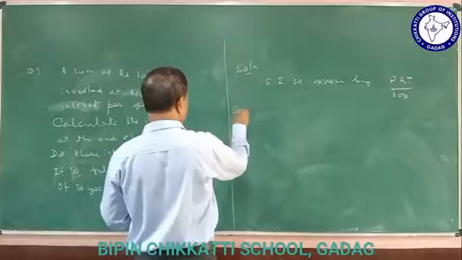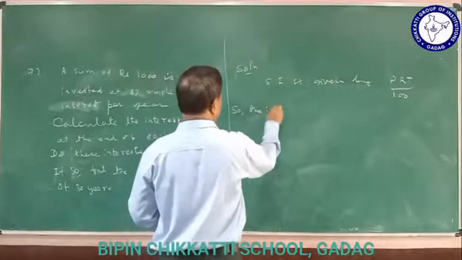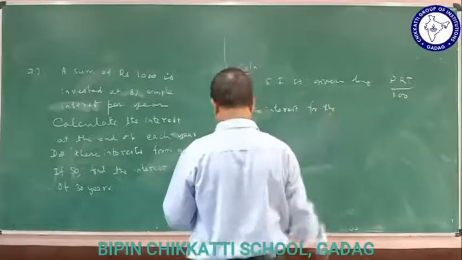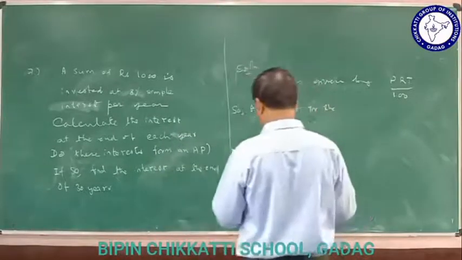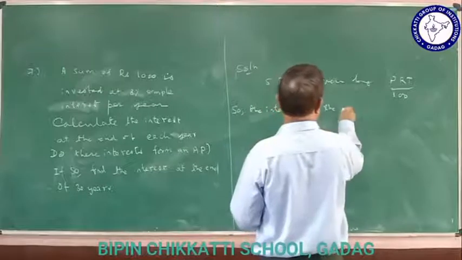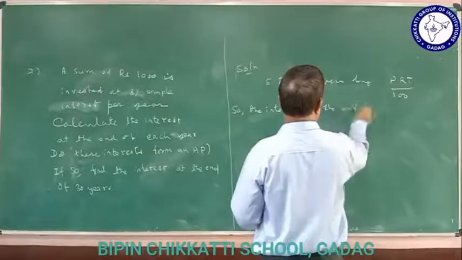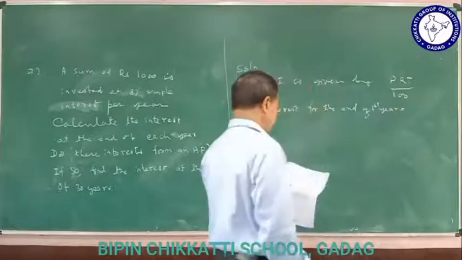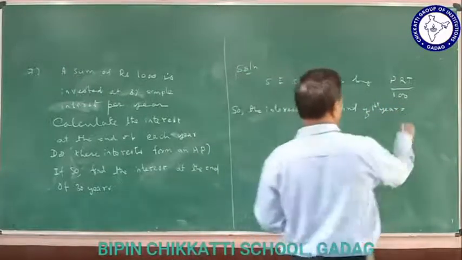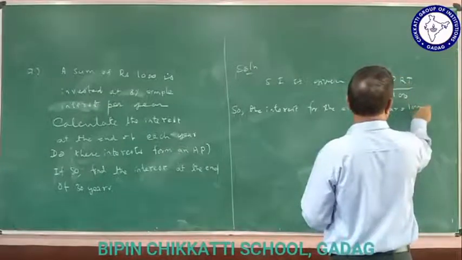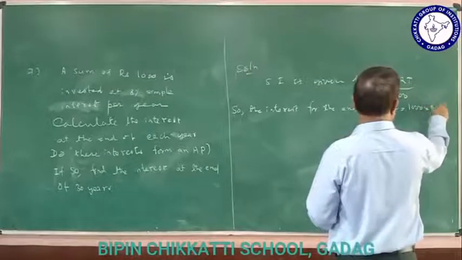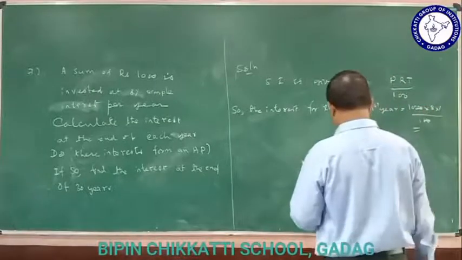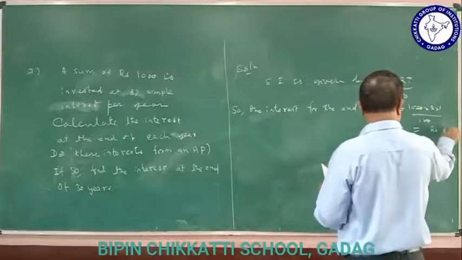So you can write the interest for the first year. You have to calculate the interest for the end of the first year, and what is the formula? Amount is 1000, R, the rate of interest, is 8, 1 year, upon 100. You see this, how much you got? The answer is Rs 80 interest you got.